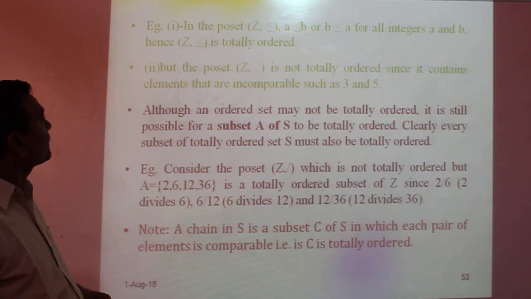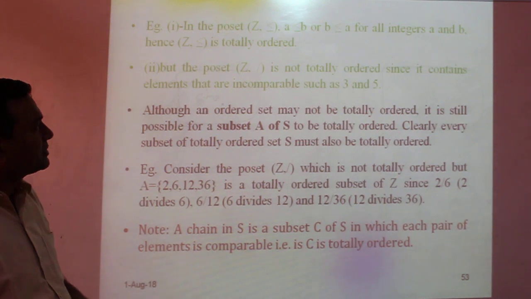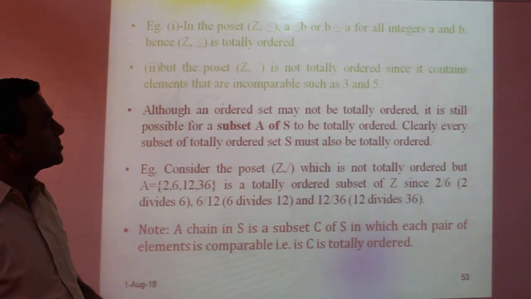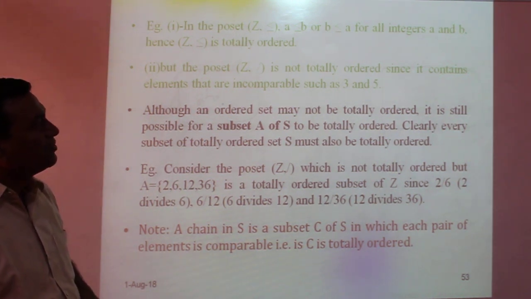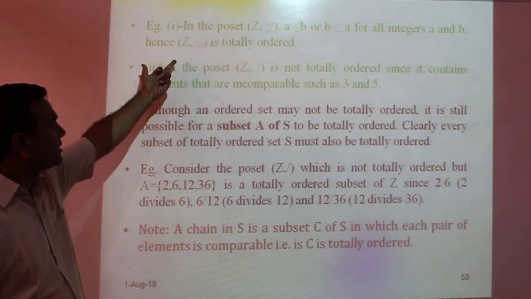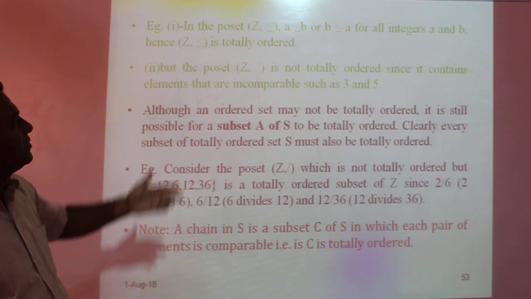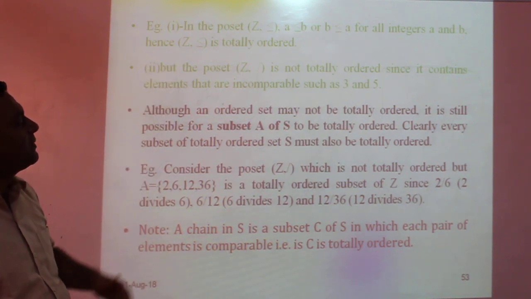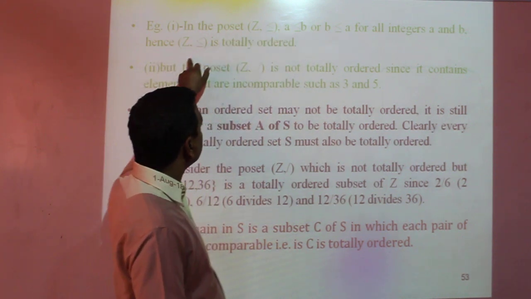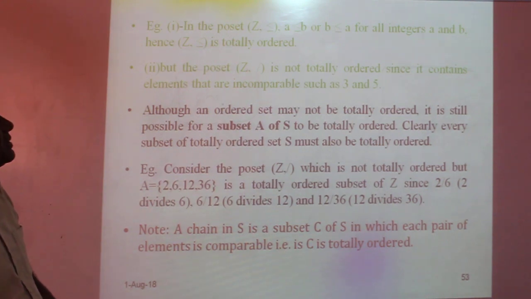For example, in the first example, in the coset Z with the relation less than or equals to, A less than or equals to B or B less than or equals to A for all integers A and B, hence this Z is totally ordered. This will be a totally ordered set because for this particular set, along with this relation, the totally ordered relation will hold.